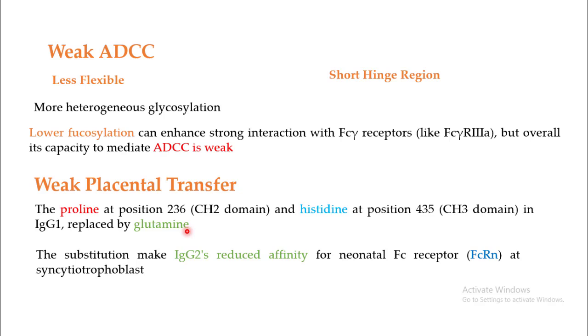Secondly, as I've told you, the substitutions reduce the affinity for the neonatal Fc receptors at the syncytiotrophoblasts. Therefore, immunoglobulin G2 is very weakly transferred through the placenta from the mother to the fetus. So we are going to continue our discussion in the next video.